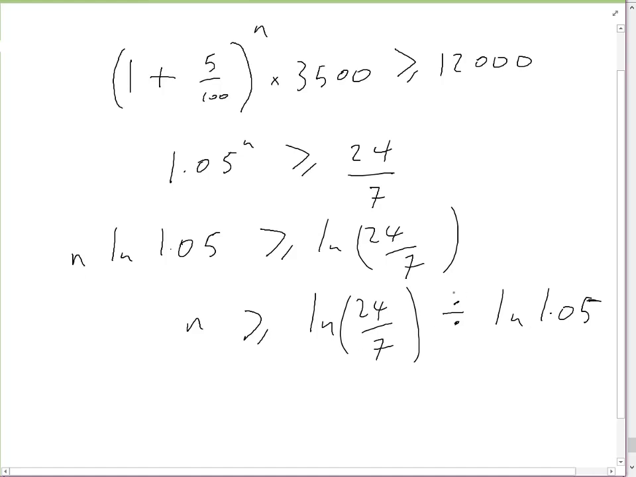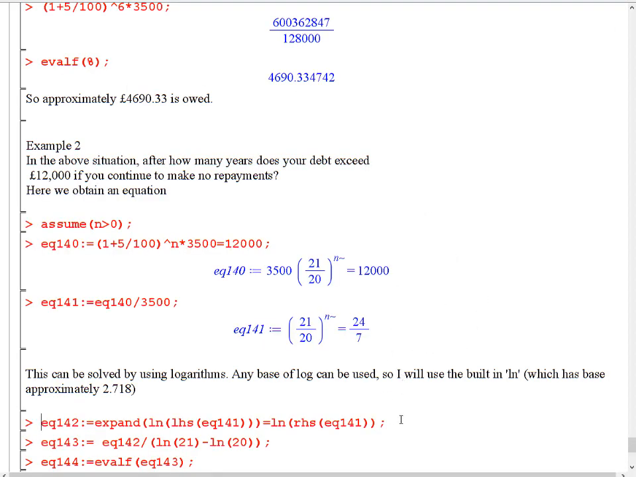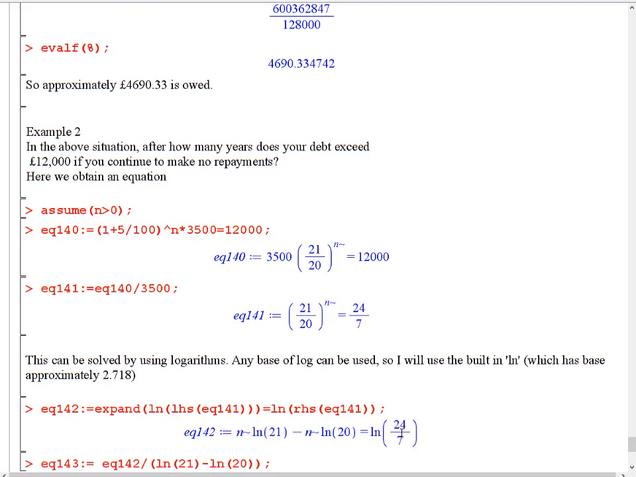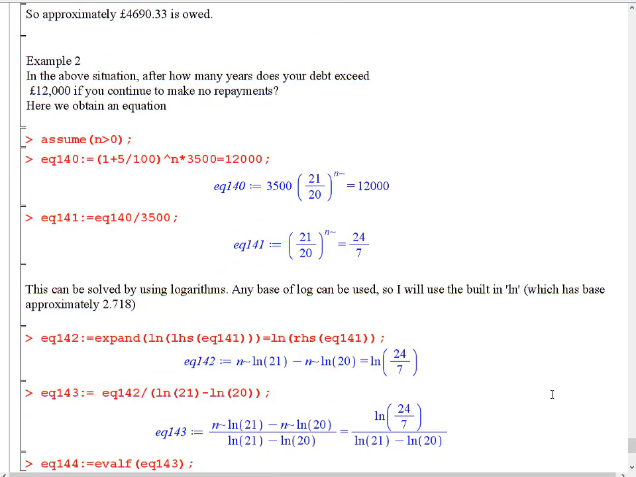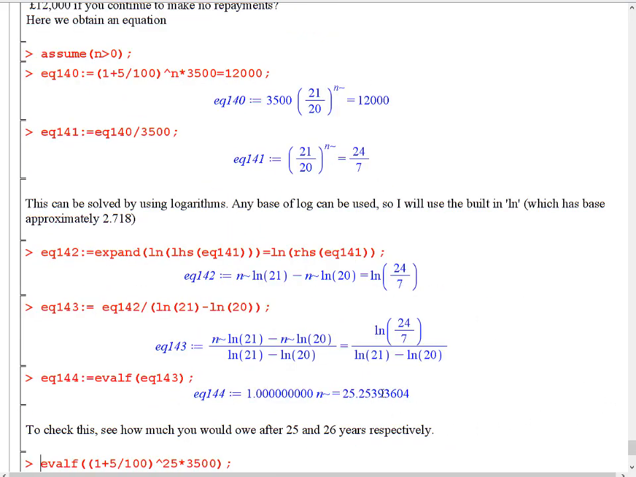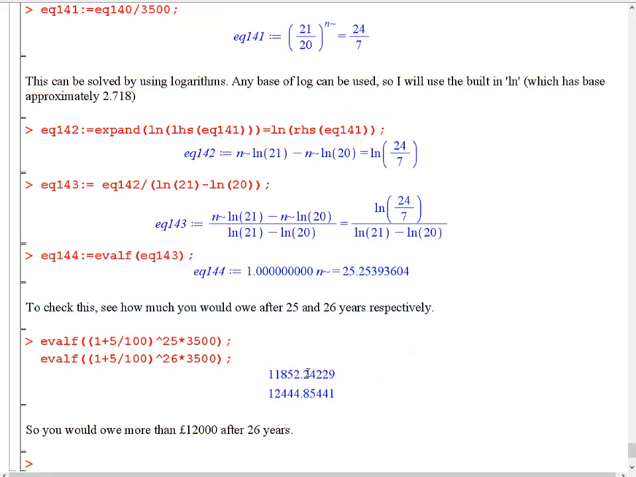With a calculator or Excel, you can just calculate this and get an answer, as Maple will hopefully give us. 25 years. So the exact answer, 25.25 years. And to check it, if I put n is 25 and substitute back into this, I find that I would owe this much money, and after 26 years I'd owe this much money. So sometime between 25 and 26 years you'd owe exactly £12,000, which is this many years.